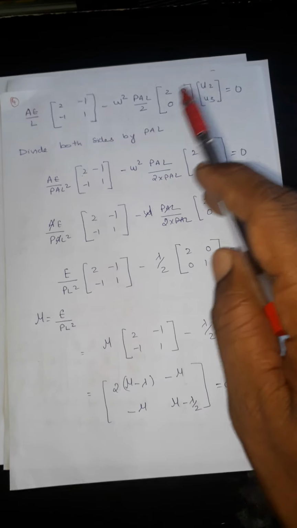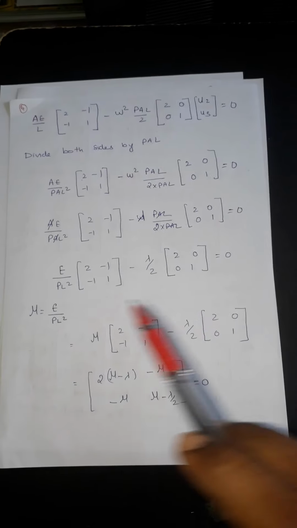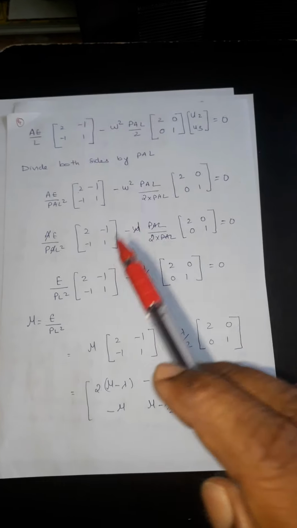So I got this equation: AE over 2, minus 1, minus 1, rho, 2, 0, 0, 1, u2, u3. Now divide both sides by rho AL. See, the simplification here is very important. That is, rho AL is just divided, there is no need of dividing further. You can simplify it and find out.